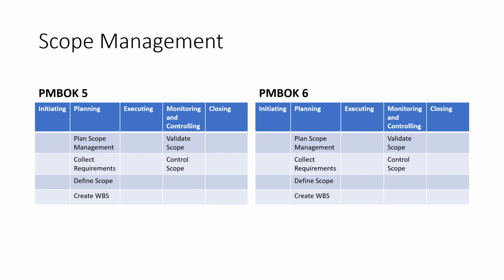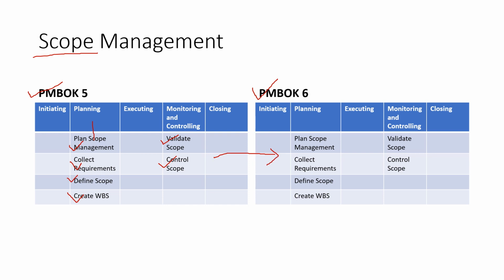So the second knowledge area is scope management knowledge area. And under this, if you can see, nothing really has changed from PMBOK 5 to PMBOK 6. All these processes, plan scope management, collect requirements, define scope, create WBS, are under planning process group, and under monitoring and controlling process group, we have validate scope and control scope. Everything remains as it is. Everything remains the same in PMBOK 6.